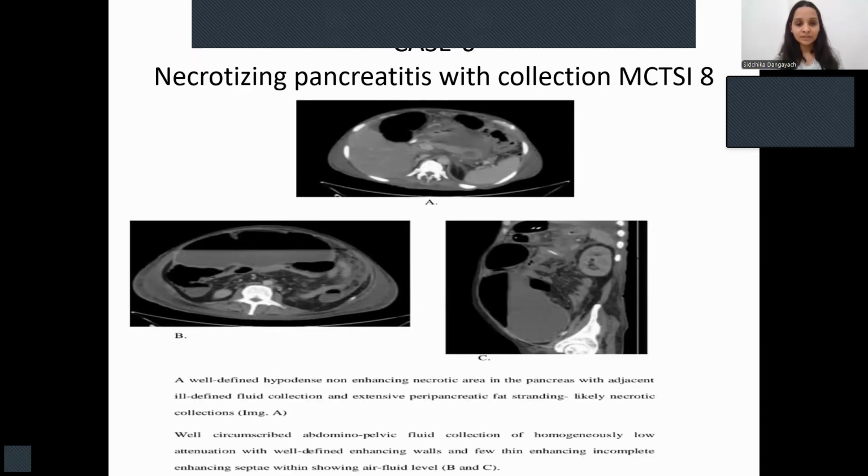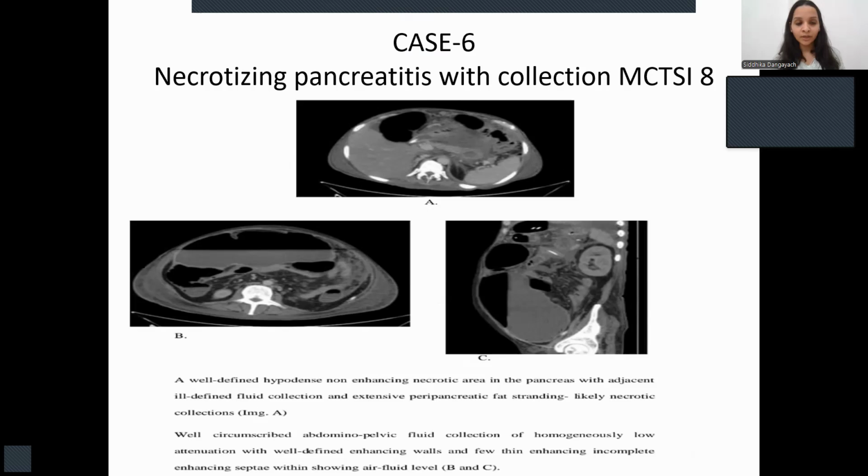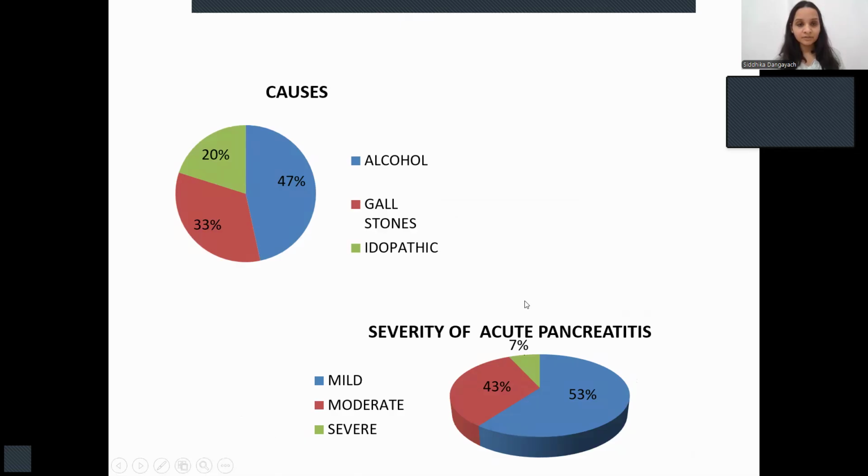Next case, where we can see a well-defined hypodense non-enhancing area in the pancreas with adjacent ill-defined fluid collection and extensive peripancreatic fat stranding, which was found to be a necrotic collection. In images B and C, we can see a well-circumscribed abdominopelvic fluid collection of homogeneous low intensity with a few thin enhancing incomplete septa and air fluid levels.